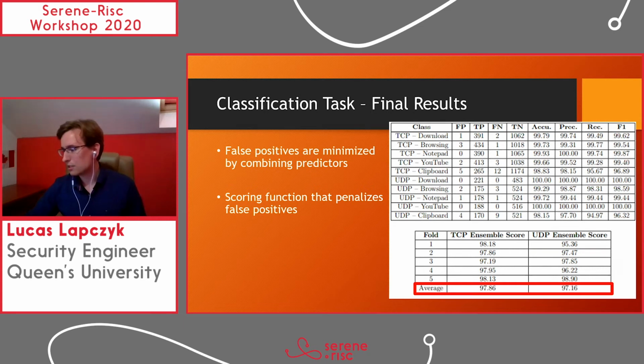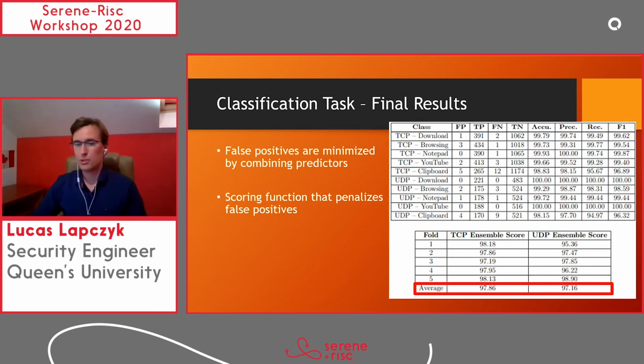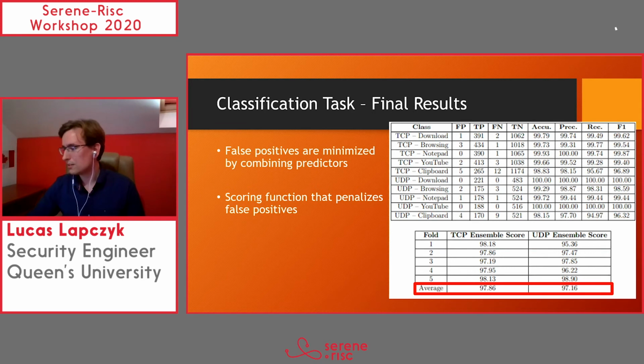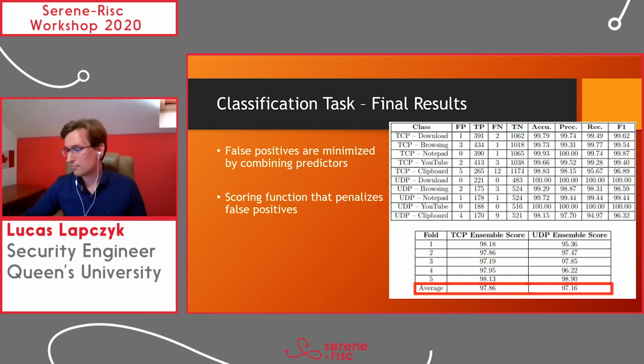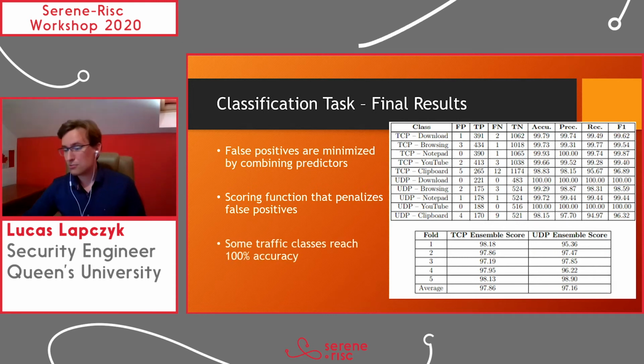The maximum score that can be achieved is 100. And for both the TCP, or the remote machine traffic, and the UDP, which is the local subnet virtual machine traffic, we achieved scores higher than 97 on average over 5-fold cross-validation. So again, we've done very well. Some traffic classes reach 100% accuracy, which is absolutely amazing because that means that there are 0 false positives and 0 false negatives. So classification is 100% accurate for those behavioral classes.